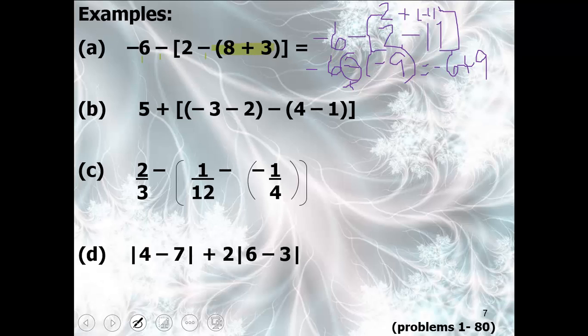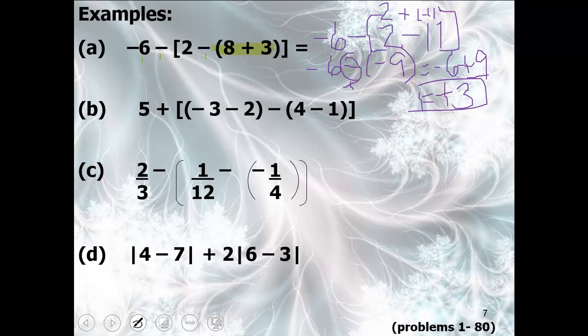Now all my grouping symbols are gone. Now I'm adding mixed different signs. Different signs mean I take their difference. 9 minus 6 is 3, and then I look to see what I have the most of. I have the most positive, so this is a positive 3, and there's my final answer. Why don't you hit pause and try B on your own?